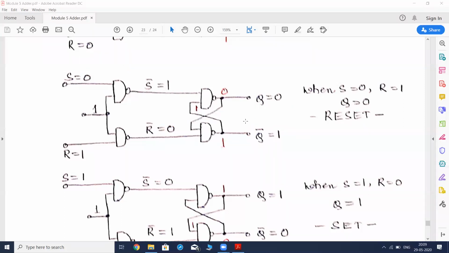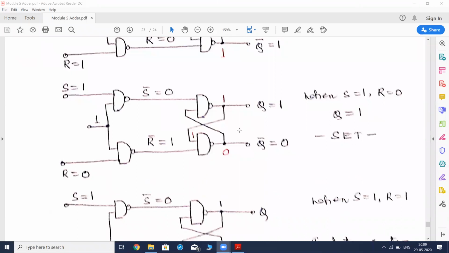Now let us move on to the next condition. What is the next condition that we are taking? We'll take S is equal to 1 and R is equal to 0. With S equal to 1 and R equal to 0, we have the enable input over here. First, we'll write down the enable input: here also 1, here it is 0. What will be the output of this NAND gate? When both the inputs are 1s, we get S bar as 0. And when any one of the inputs is 0, we get the output as 1.